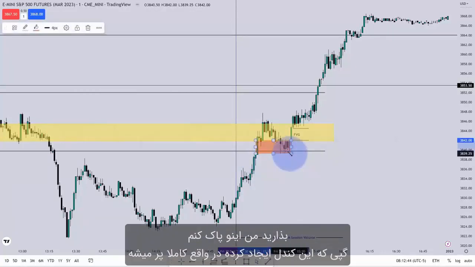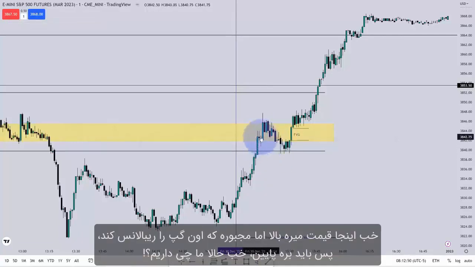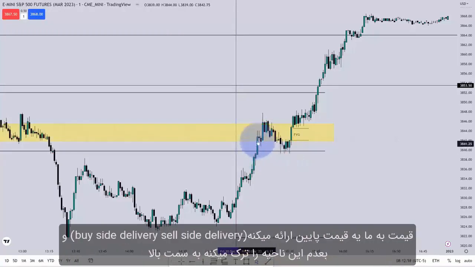Let me take this off for a second. This one candle gets overlapped right there. So it's going up. It has to do what to rebalance it? It has to go down. So now we've done what? We've offered buy side delivery, sell side delivery.